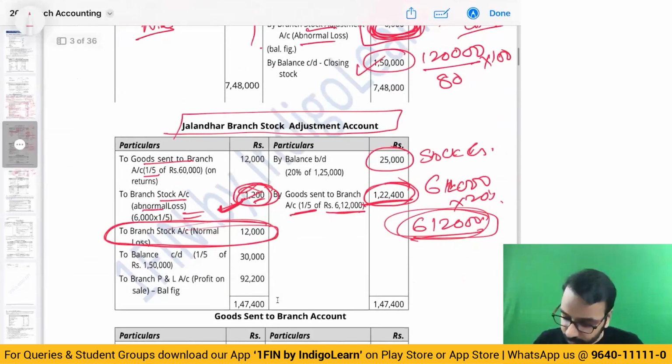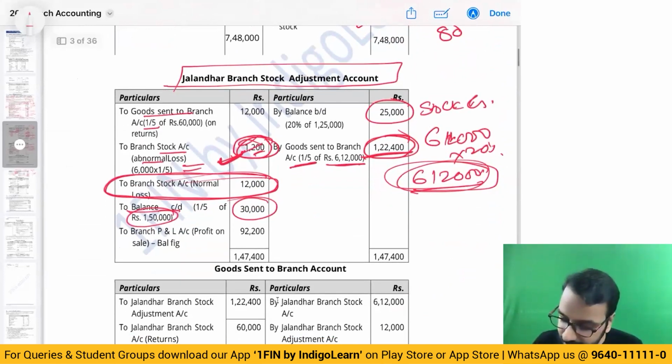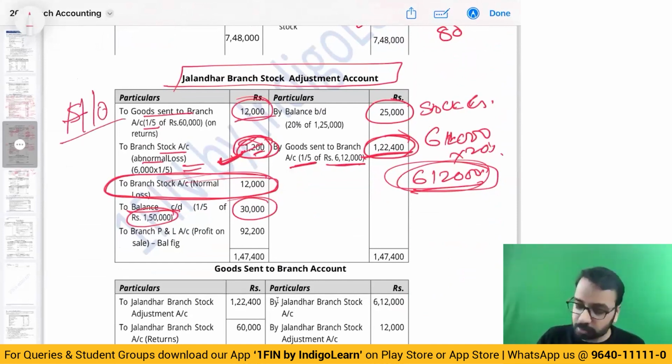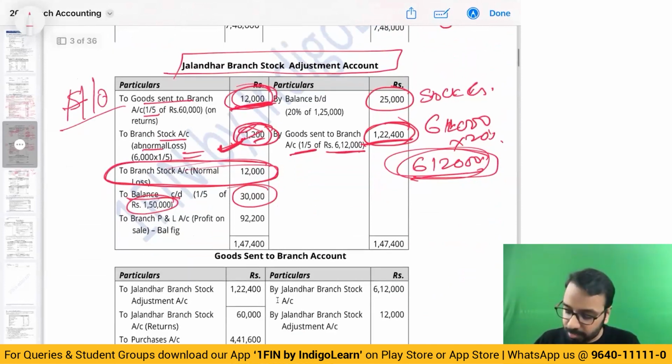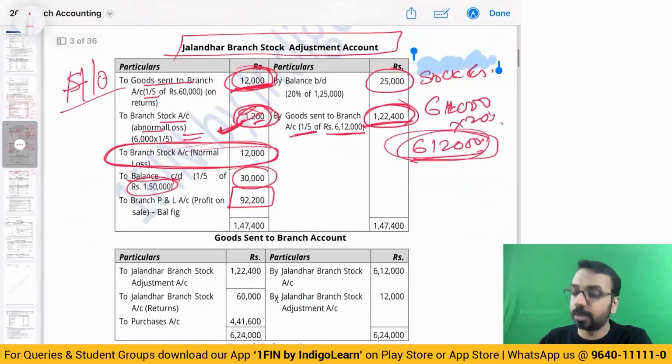Okay. Then closing balance 1,50,000, 30,000 is the stock element, or the portion of profit in the closing stock, right? Then this is on the sales return. Return to head office 12,000. So whatever amount has been returned back to the head office, the profit element on that is 12,000, which is adjusted here. So once you do that, the P&L number is 92,200. Okay. Any questions here?